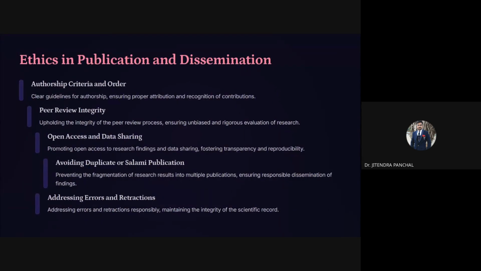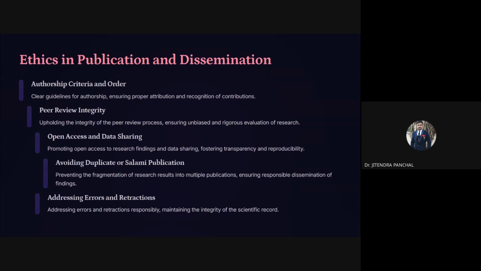Next is ethics in publication and dissemination, that is, authorship criteria and order. Please be clear about this. Peer review integrity: please follow the peer review process. Open access and data sharing: as I told you, please promote open access and data sharing with everyone, so that your findings get more citations and become more popular with the audience. Avoiding duplicate publications, like salami publications, try to avoid all these things. Addressing errors and retraction.